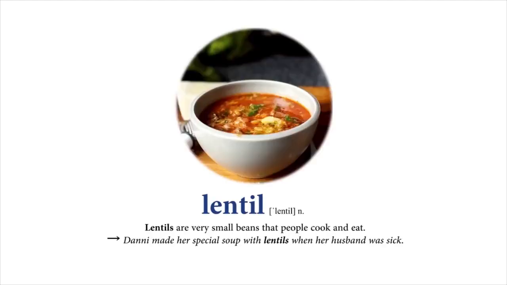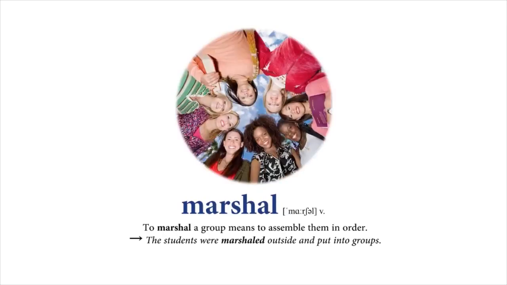Lentil. Lentils are very small beans that people cook and eat. Danny made her special soup with lentils when her husband was sick. Marshal. To marshal a group means to assemble them in order. The students were marshaled outside and put into groups.